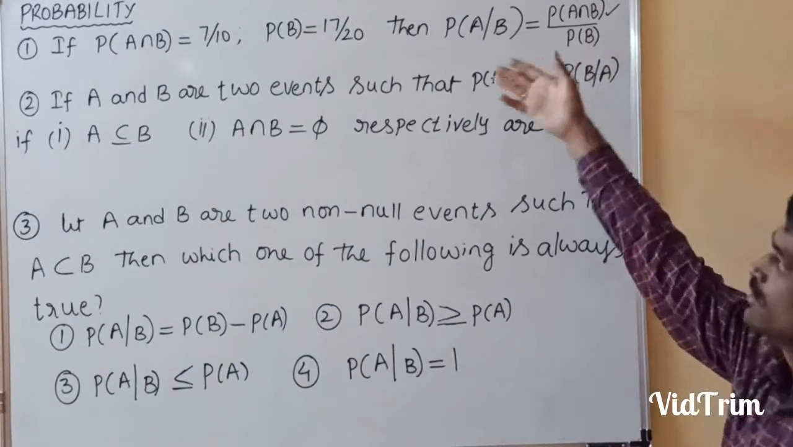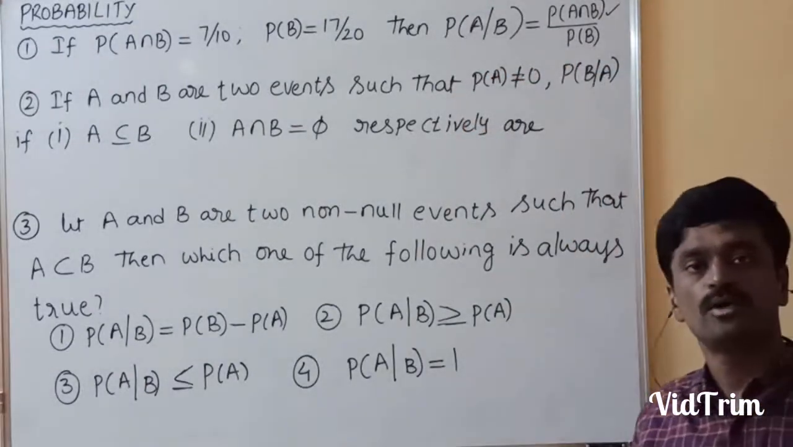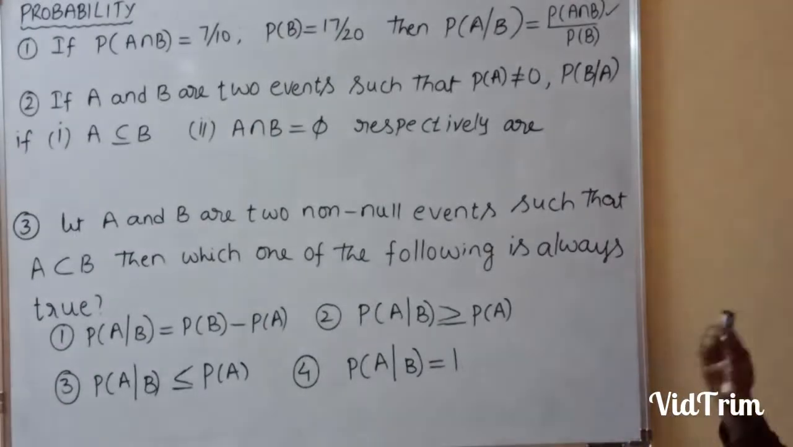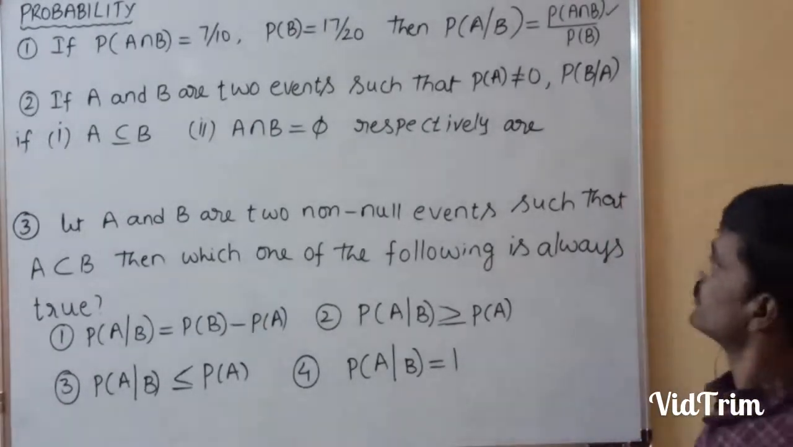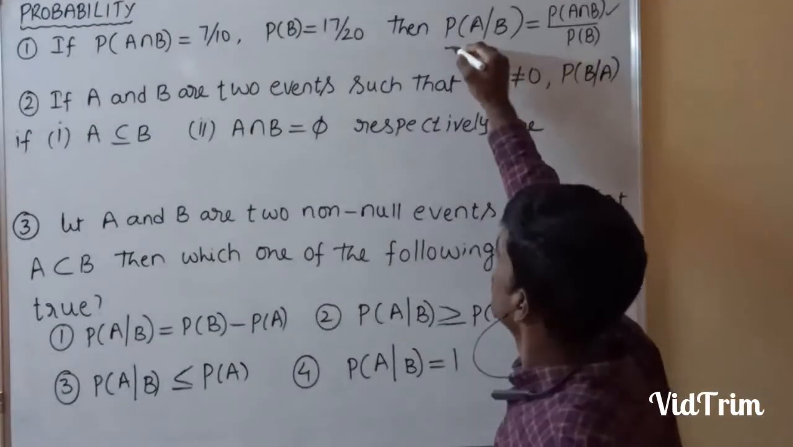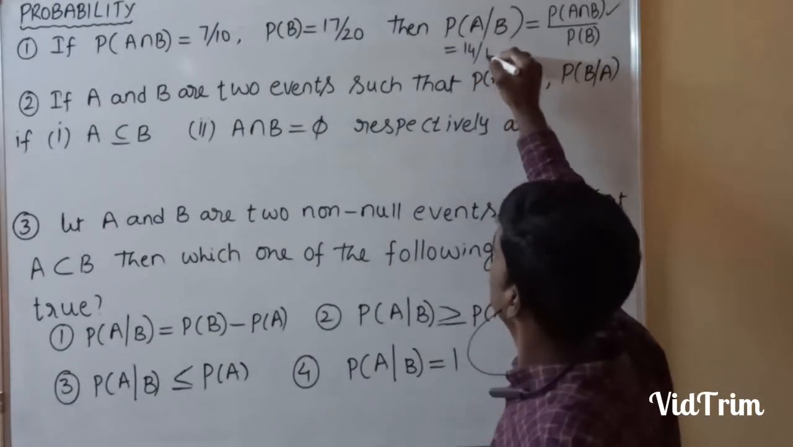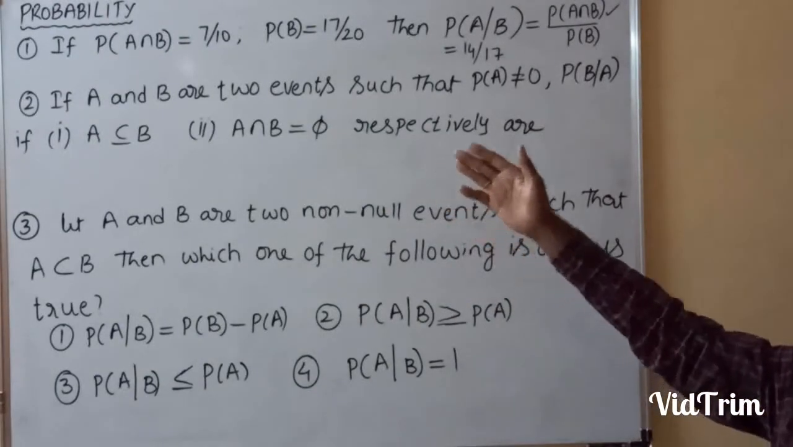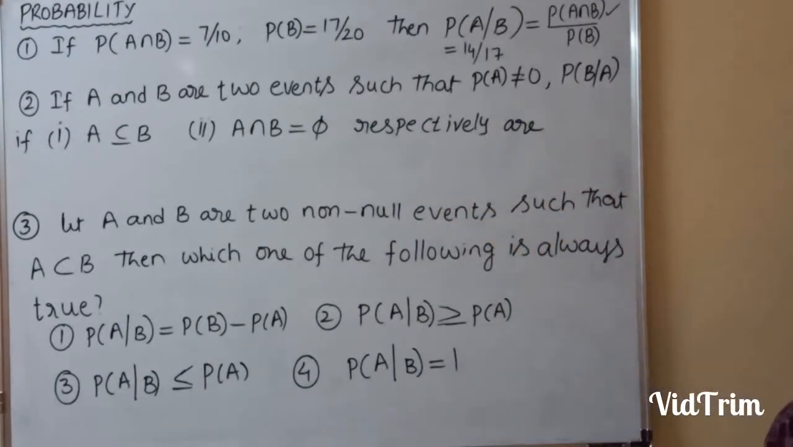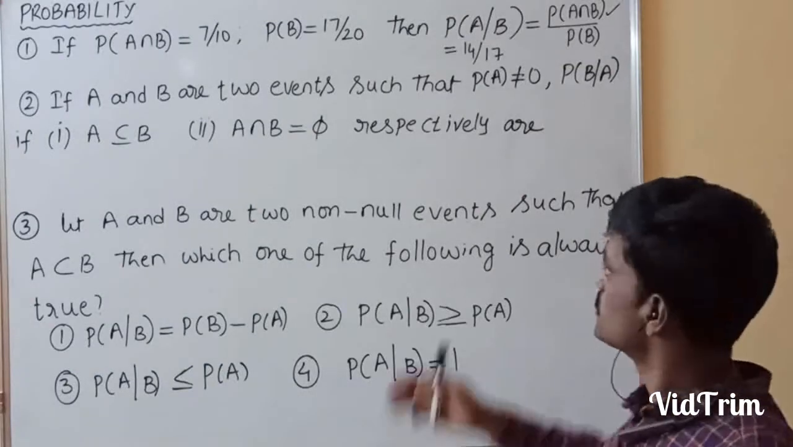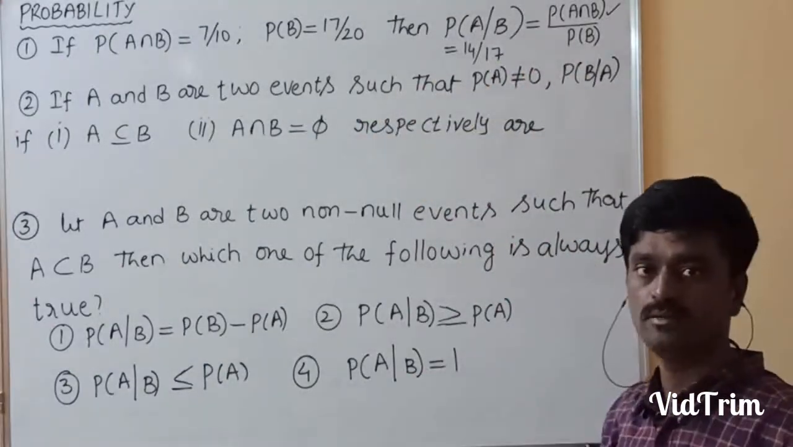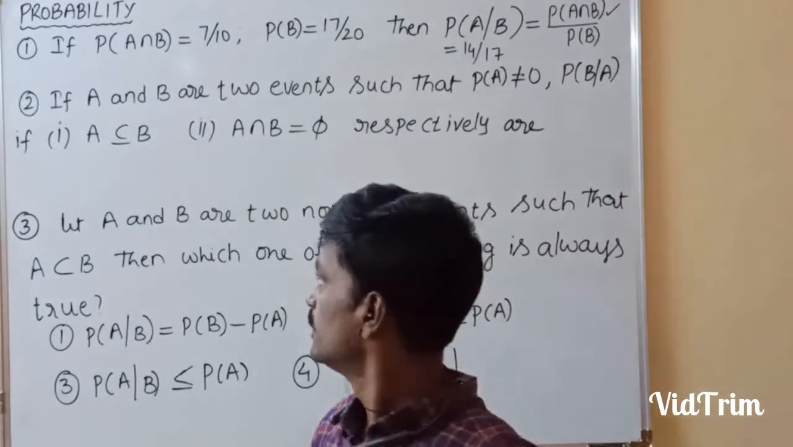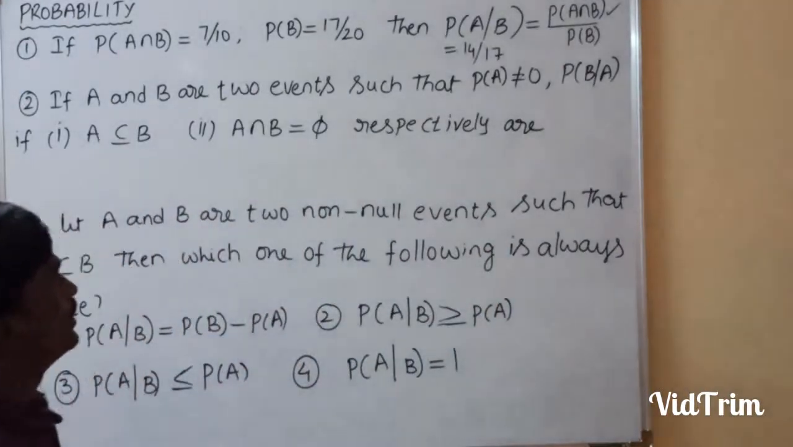In the given data, P of A intersection B and P of B are both given. If you substitute those values into P of A intersection B by P of B, you will get the answer 14 by 17. So, a simple problem. Next, look at this problem.